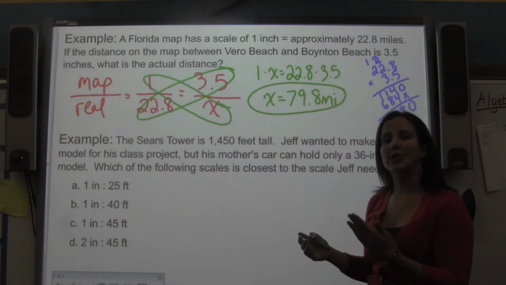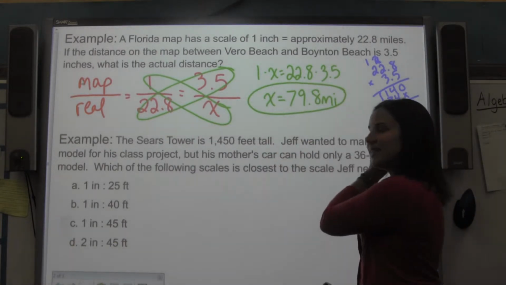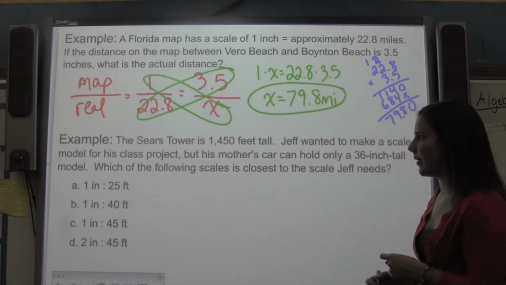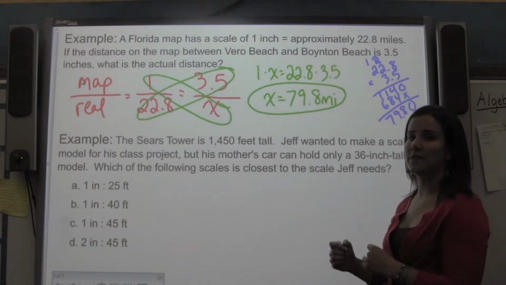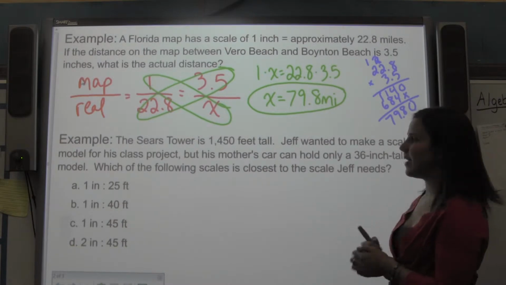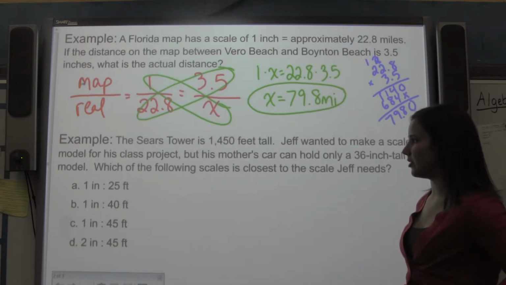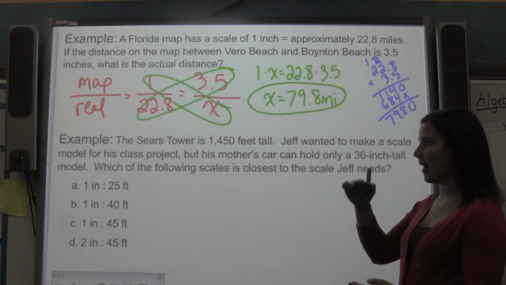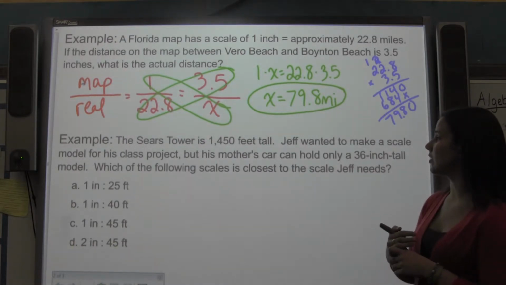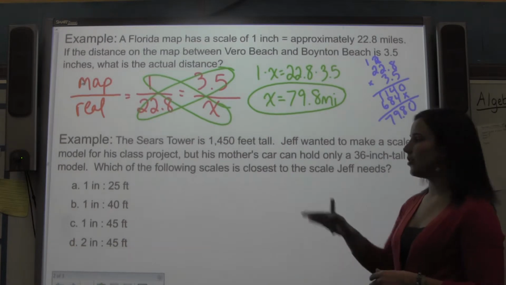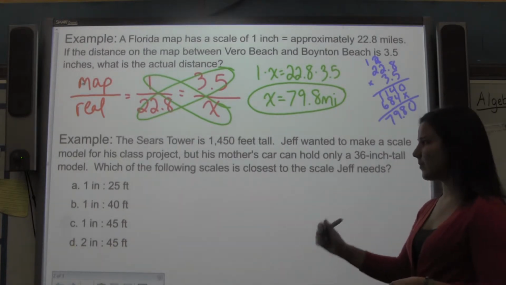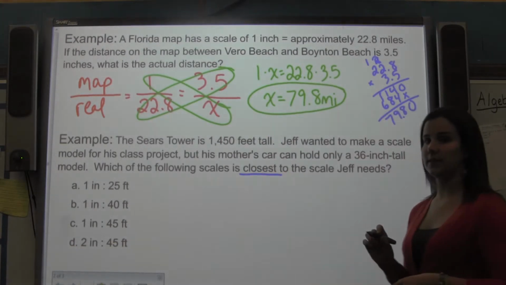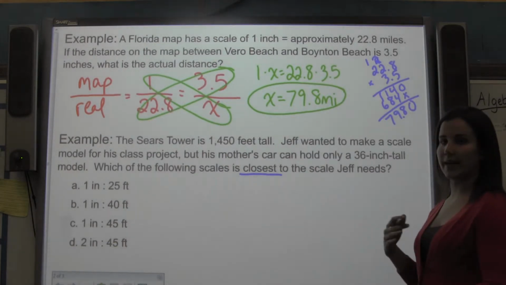between those two beaches. This next example says the Sears Tower is 1,450 feet tall. Jeff wanted to make a scaled model for his class project, but his mother's car can only hold a 36-inch tall model. Which of the following scales is closest to the scale Jeff needs? So none of these answers are going to be exact because it's asking you which one is closest. But either way, I'm going to start by setting up that ratio.